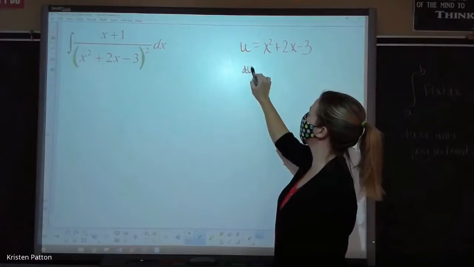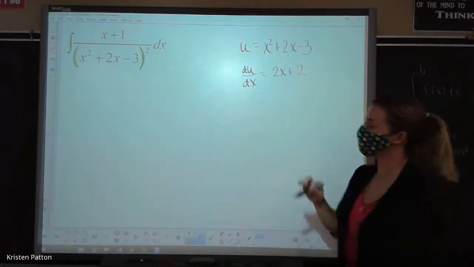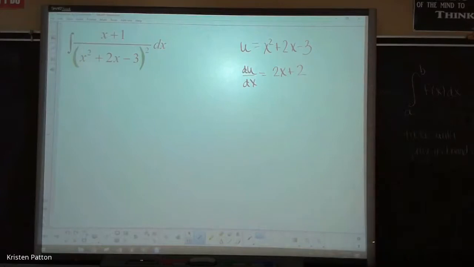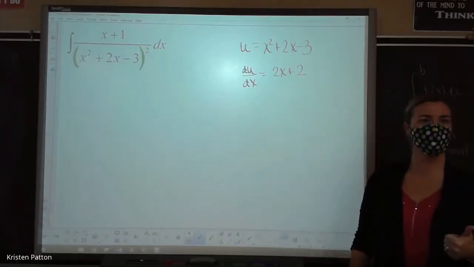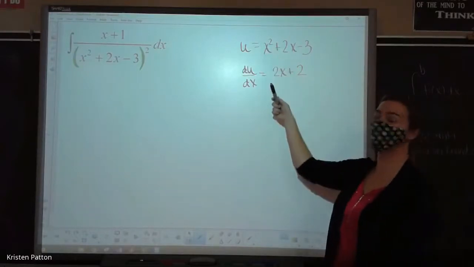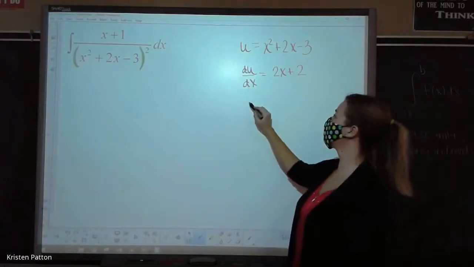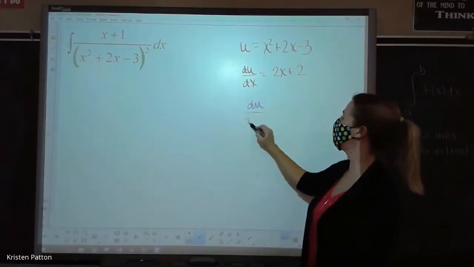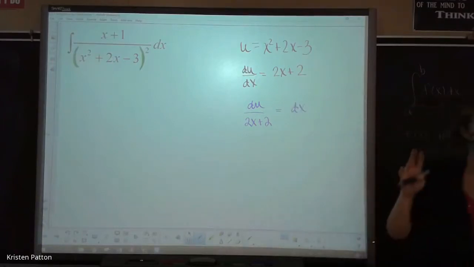So I'm going to say du/dx equals 2x plus 2. You can do these in as few or as many steps as you want, but we're trying to solve for dx is essentially what I'm trying to do. So some of you will go straight from u to the differential, and some of you will take some steps. It doesn't matter. I'm trying to solve for dx, and we'll get du divided by 2x plus 2 is equal to dx.